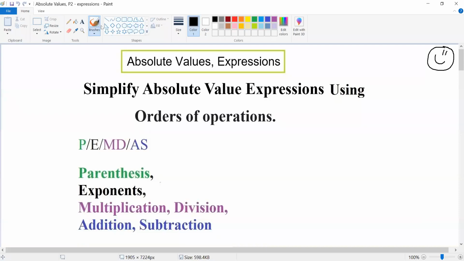Okay, here we go again. In this video, we're going to be simplifying absolute value expressions using order of operations to help us.